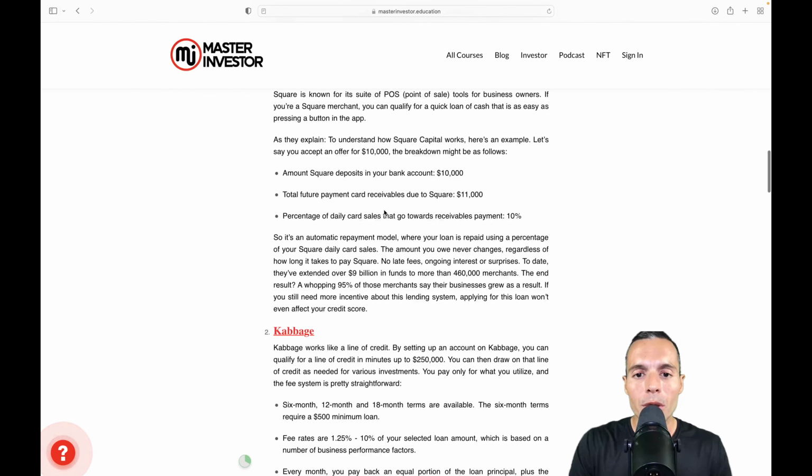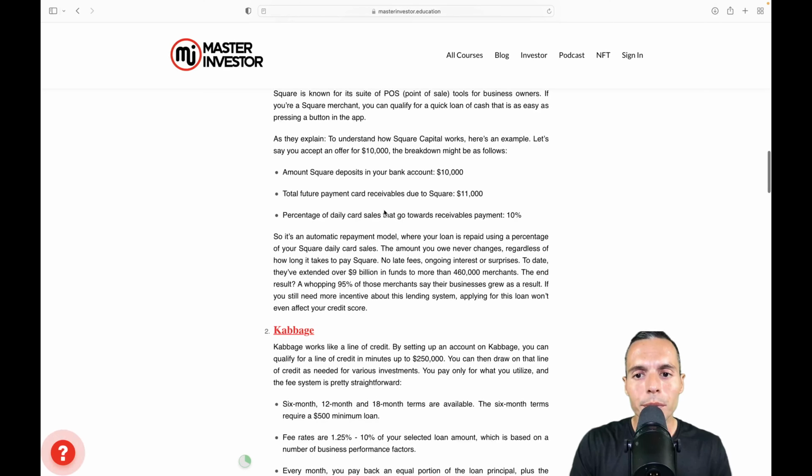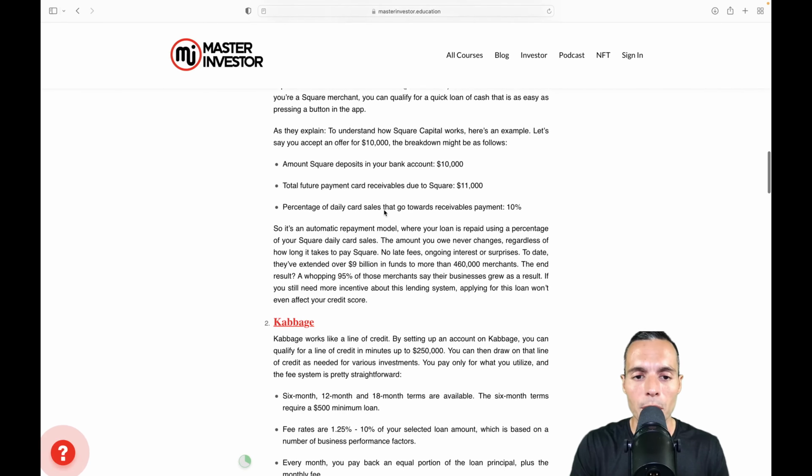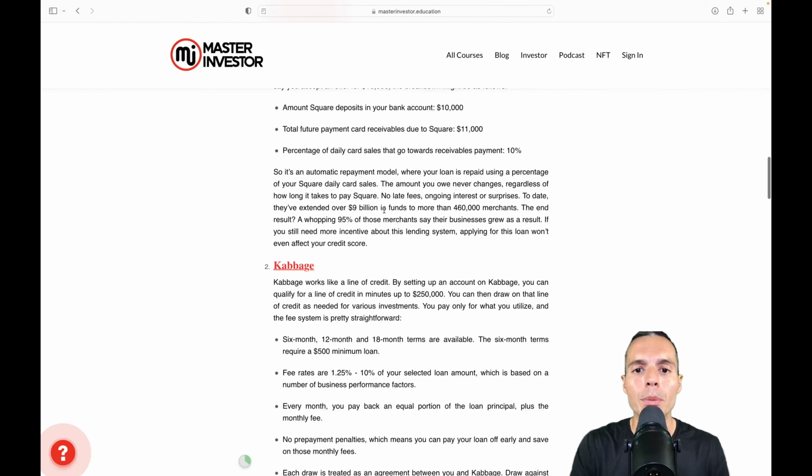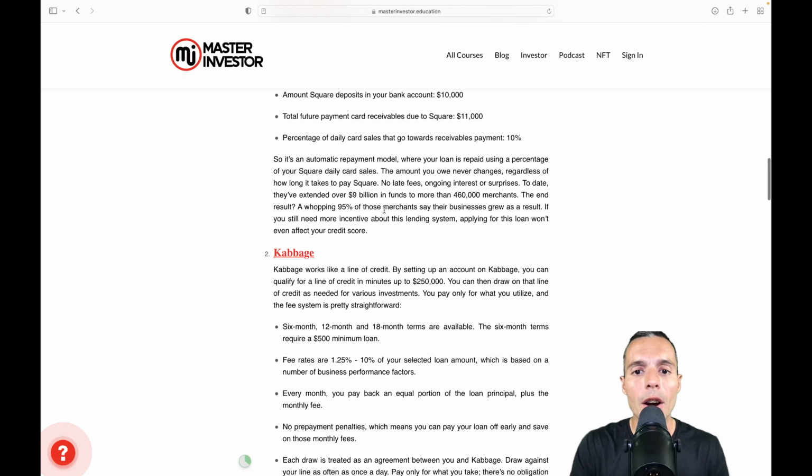As they explain, to understand how Square Capital works, here's an example. Let's say you accept an offer for $10,000. The breakdown might be as follows. Amount Square deposits into your bank account, $10,000. Total future payment card receivables due to Square, $11,000. Percentage of daily card sales that go towards receivable payment, 10%.